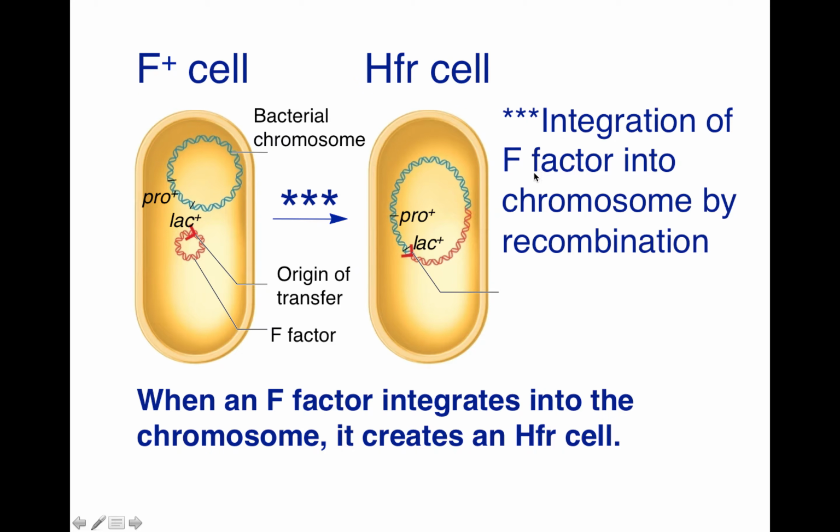Integration of the F factor into the chromosome occurs by recombination. The origin of transfer, which is right here, is now part of the bacterial chromosome instead of being located on its separate F episome. When an F factor integrates into the chromosome, it creates an HFR cell.